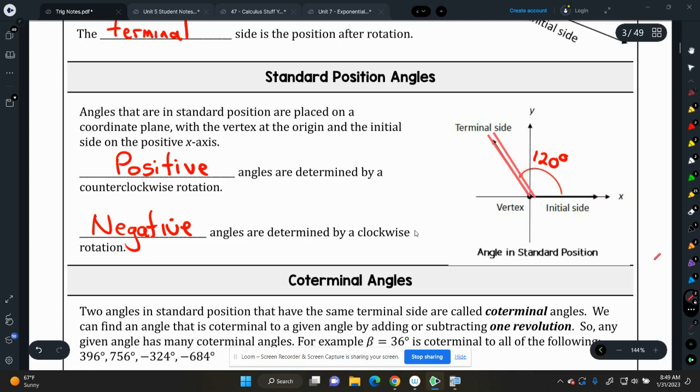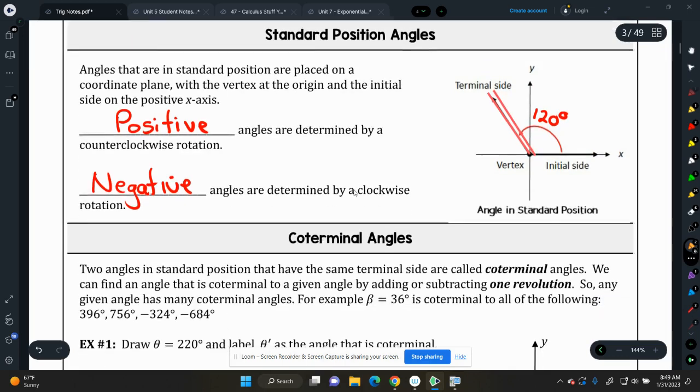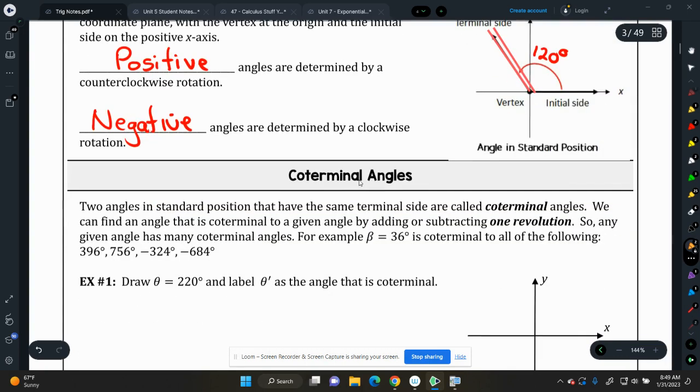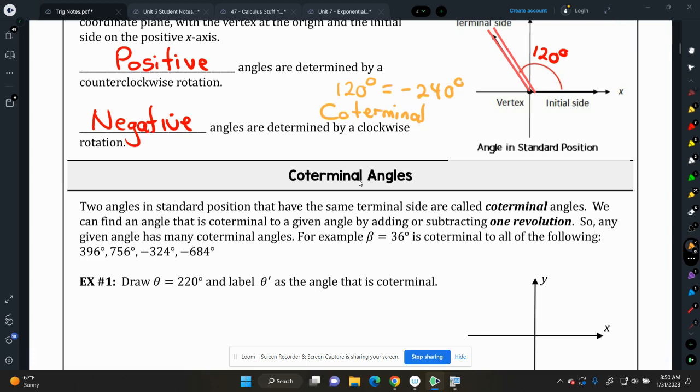This is what we call a coterminal angle. 120 degrees is the same thing as negative 240 degrees. It's called a coterminal angle because I end up at the same terminal position. I end up at the same end position. It's called a coterminal angle.